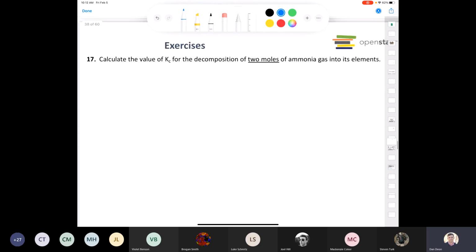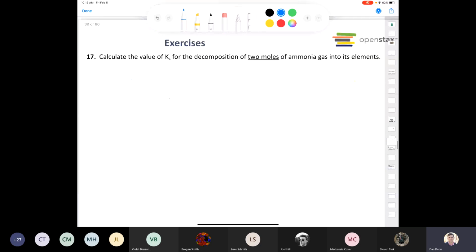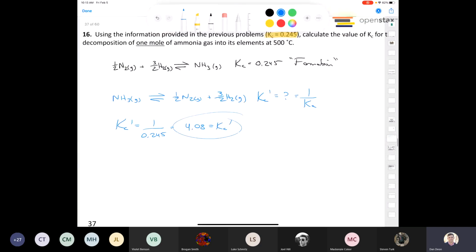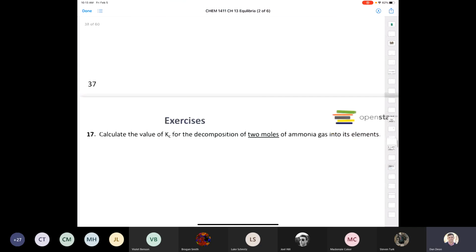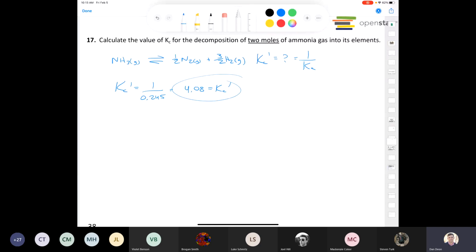Let's try one more. It says calculate the value of K for the decomposition of 2 moles of ammonia gas into its elements. Maybe I'll just copy and paste. So let me copy all of this, and then we'll move over here and paste it.